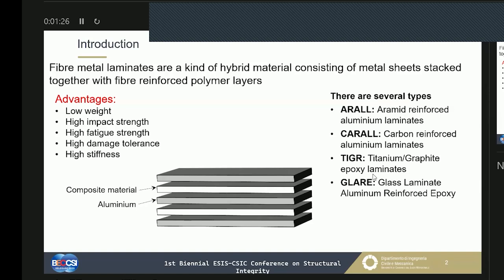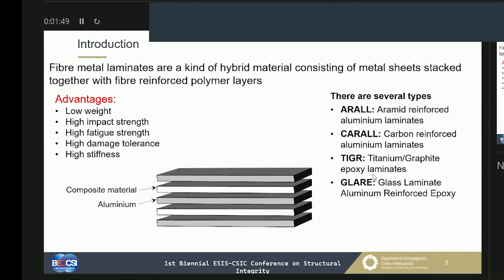They are used in the aeronautical field, and in particular, probably the most popular, the most known application is for the building of the panel for the fuselage of the A380 plane. That is a plane of Airbus.